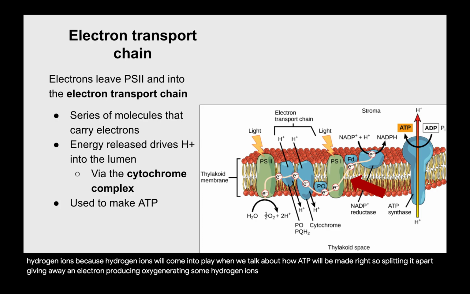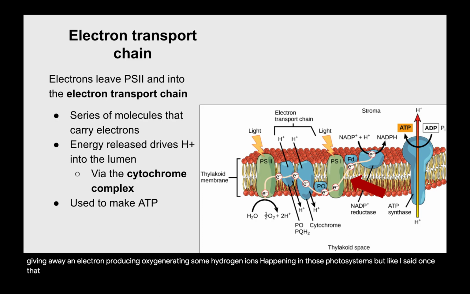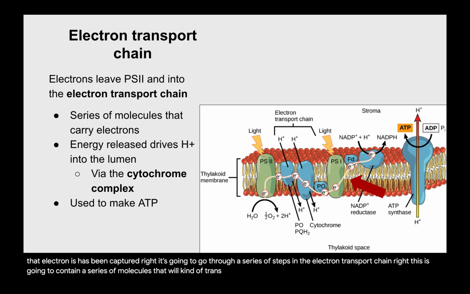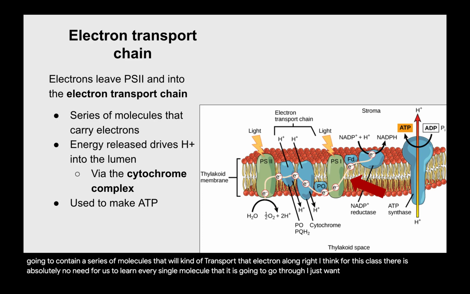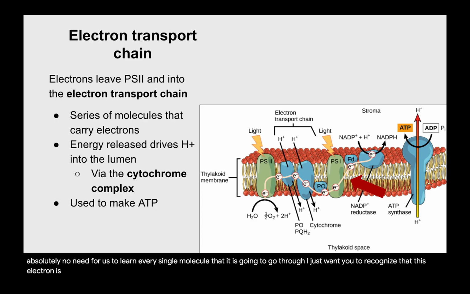All right, a lot happening in those photosystems. But like I said, once that electron has been captured, it's going to go through a series of steps in the electron transport chain. This is going to contain a series of molecules that will kind of transport that electron along. And I think for this class, there is absolutely no need for us to learn every single molecule that it is going to go through. I just want you to recognize that this electron is being transported along and utilizing a bunch of molecules along the way.